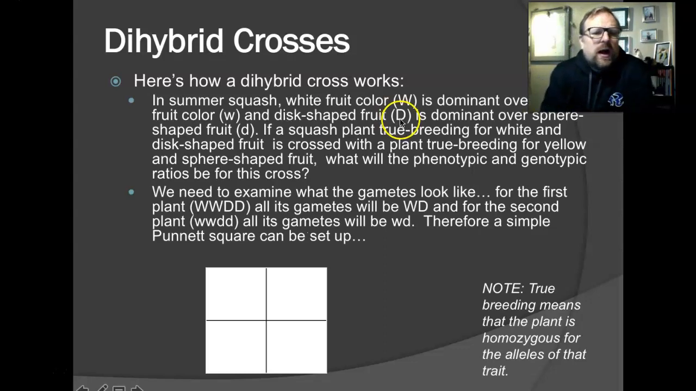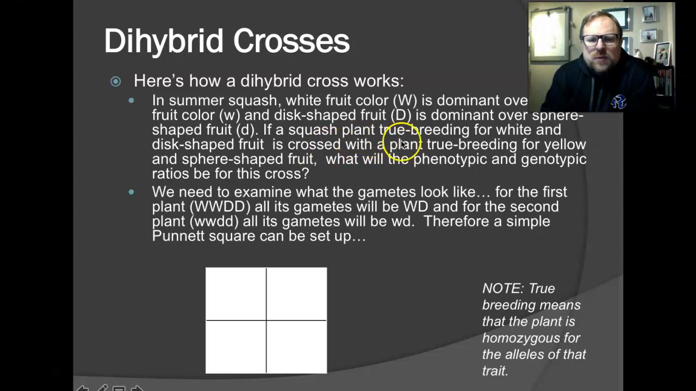So in a summer squash, and we'll do this as learning by example. In a summer squash, white fruit color is dominant over yellow fruit color. So if you have a capital W, your fruit is going to be white. If you have 2 lowercase w's, it's going to be yellow. And then we have disc-shaped fruit being dominant over sphere-shaped fruit. So if you have a capital D, you are going to show a disc shape to your fruit. And if you have 2 little d's, you're going to show a sphere shape.